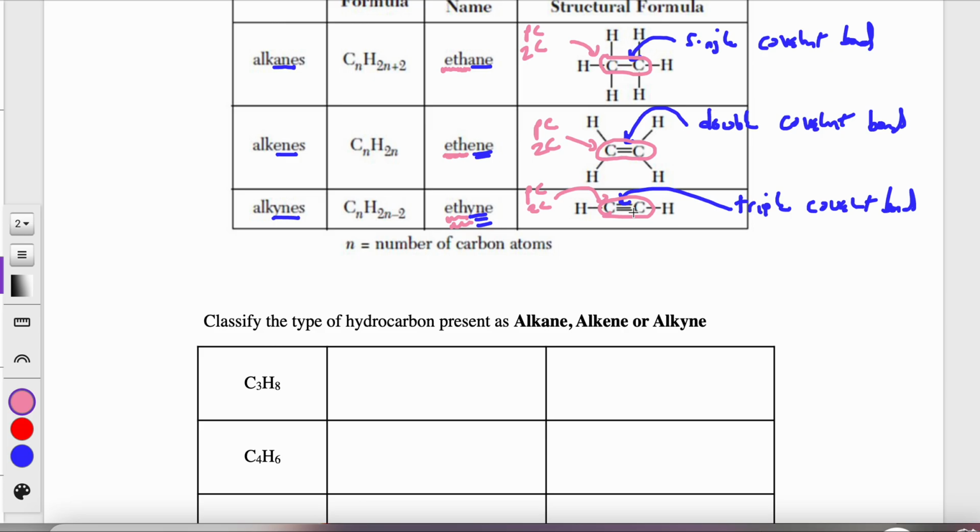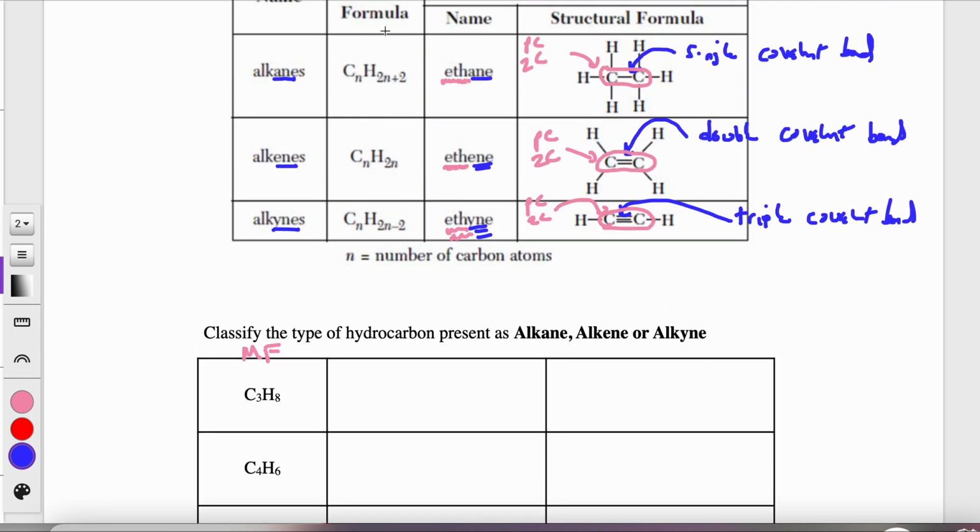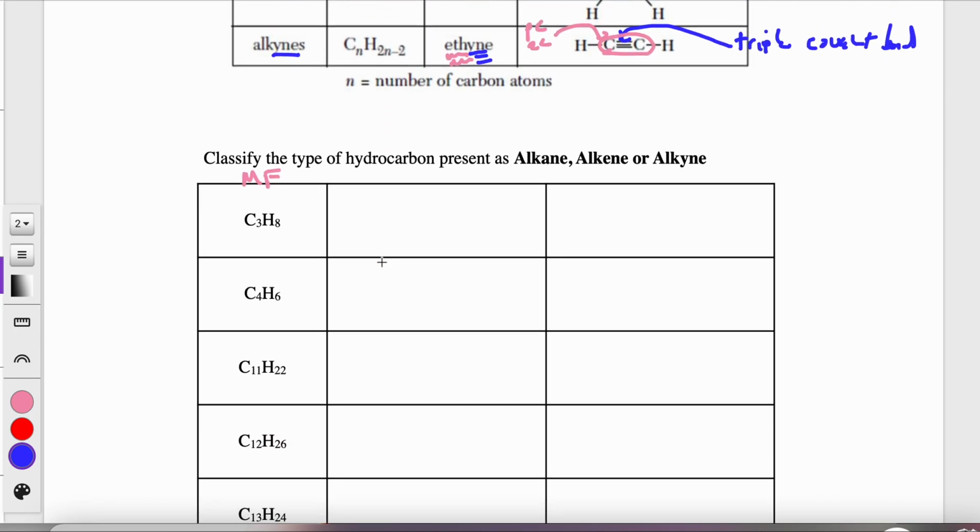So here we go. You are given a molecular formula like these. So these are just simple molecular formulas. They tell us each element that's present, and how many of each. And what you need to classify looking at these molecular formulas is, is it an alkane, alkene, or alkyne? So we're going to use the formulas given here to figure out the classification. So use the formula that's given.